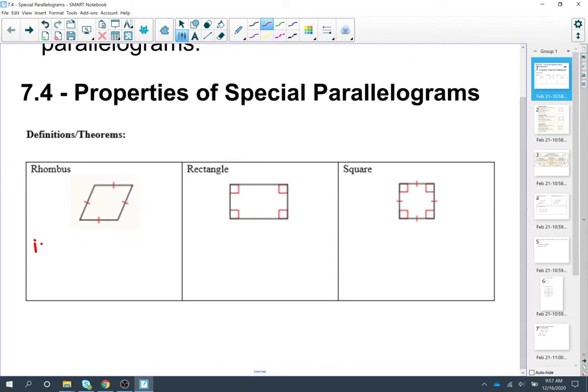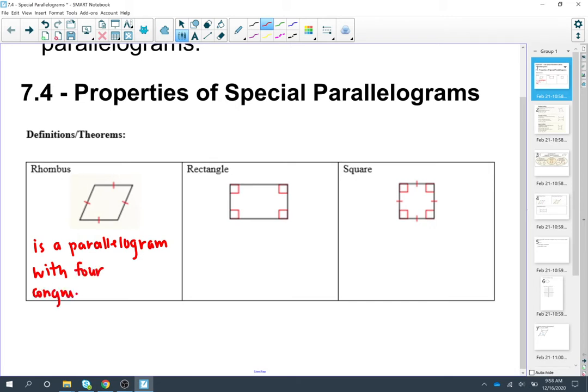Now a rhombus is a parallelogram with, okay, now starting out, this is a parallelogram. So do you remember that in a parallelogram, opposite angles are congruent? Still true. Opposite sides are congruent? Still true. Diagonals bisect each other? Still true. Everything that was true about a parallelogram is still true about a rhombus, a rectangle, and a square. Keep that in mind.